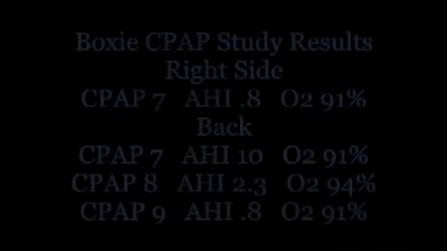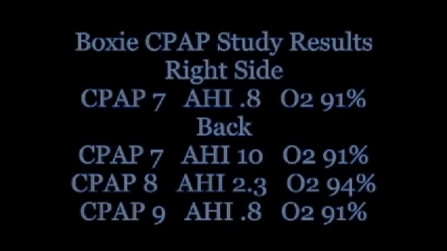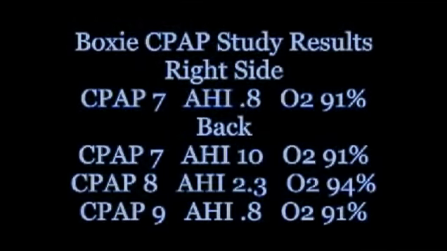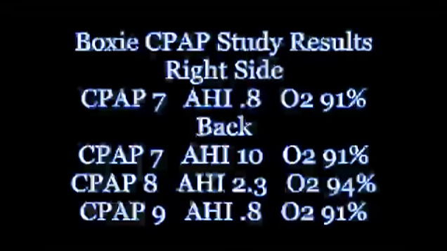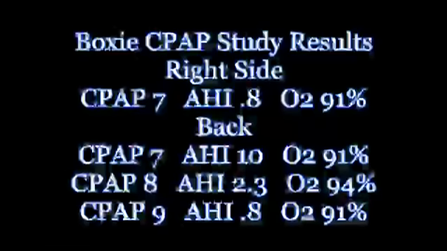So let's use Boxy's example again. Let's change some of his results. So on his titration study, when he came into the sleep lab the second night, on a CPAP of 7, let's say that he was sleeping on his right side, and on a CPAP of 7, his AHI dropped down to 0.8 and his oxygen level was at 91%.